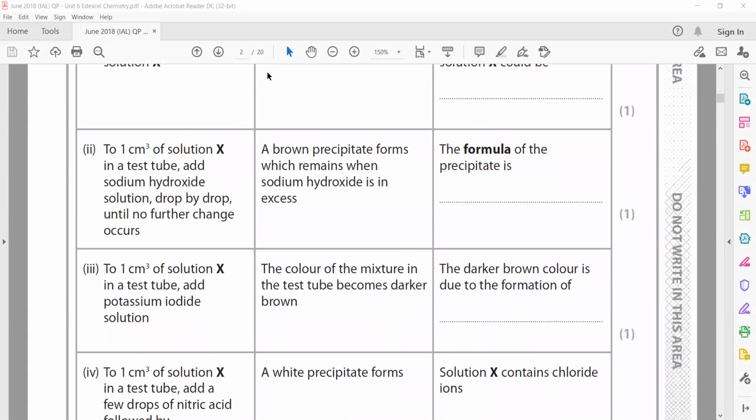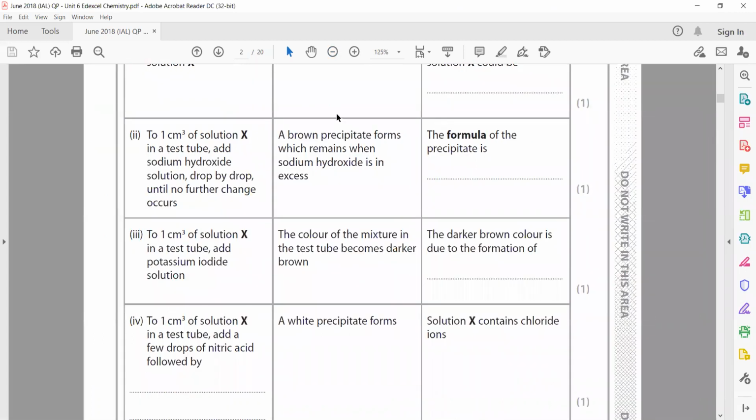Then, to solution X in a test tube, add sodium hydroxide drop by drop, and a brown precipitate forms which remains. So what is the formula of the precipitate? It will be iron 3 hydroxide.